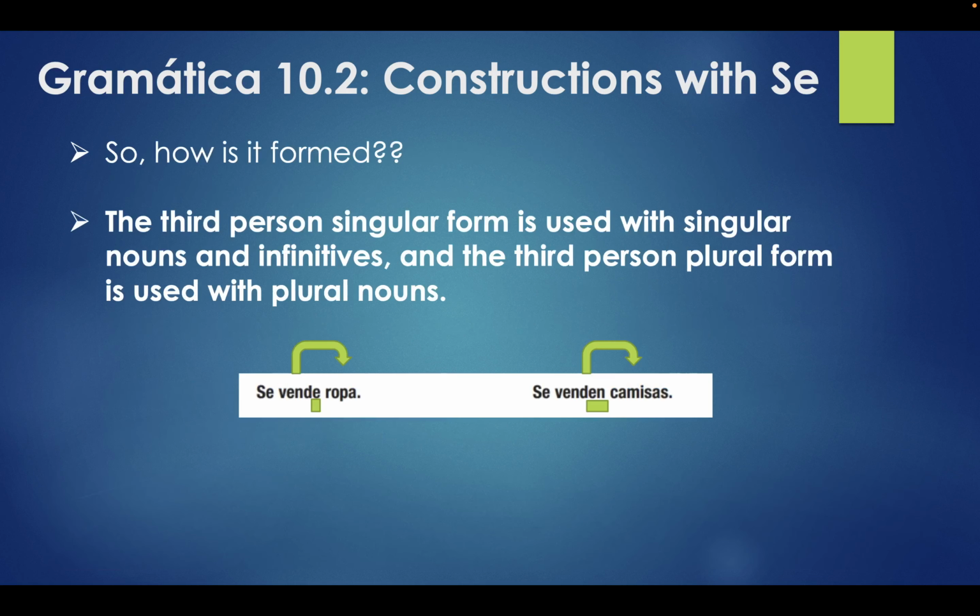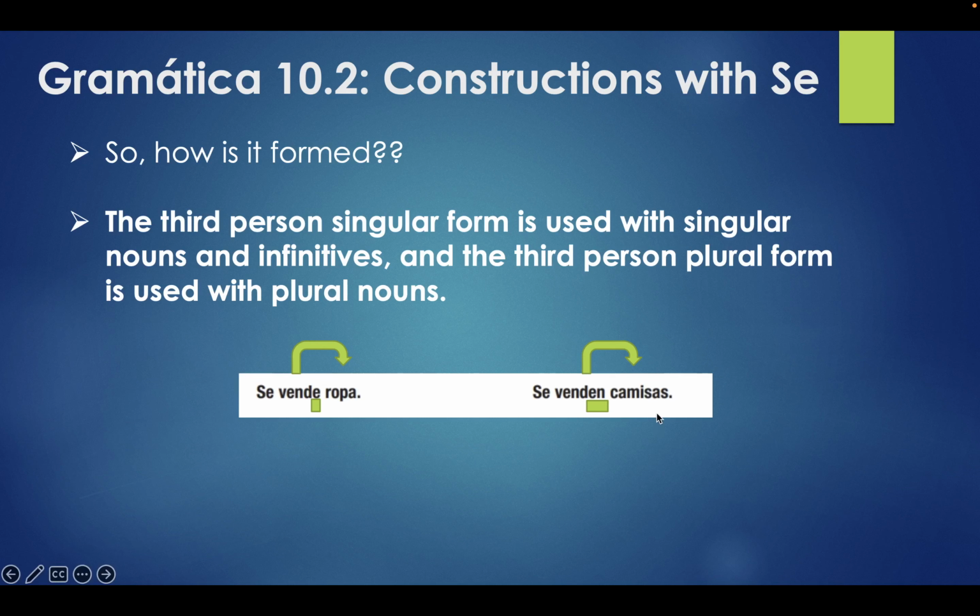As far as how these are conjugated, much like the verb gustar, we're always using either the third person singular or the third person plural form. So AKA always your bottom left or your bottom right boxes. So we have se vende ropa, or clothing is sold. Well, in this case, ropa is a singular noun. So we conjugated vende in the third person singular. Se vende ropa, clothing is sold. If that was plural and ropas, we would say se venden with an N, ropas. Se venden ropas, clothes are sold. Instead of se vende ropa, clothing is sold.